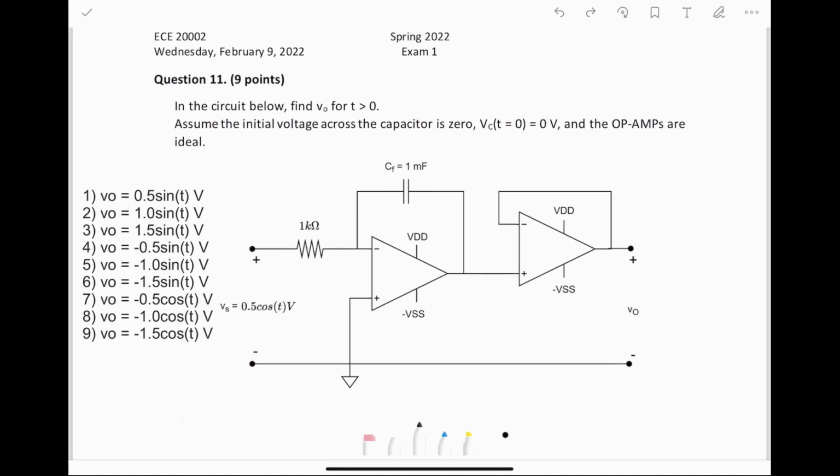Okay, actual last question this time. I'm going to go through this one a bit quicker because I think you're probably used to the op-amp rules by now. In the circuit below, find V naught of t for t is greater than 0. Assume the initial voltage across the capacitor is 0, and the op-amps are ideal. So we know that this node here is grounded, so this is 0 volts, which means this one's also going to be 0 volts.